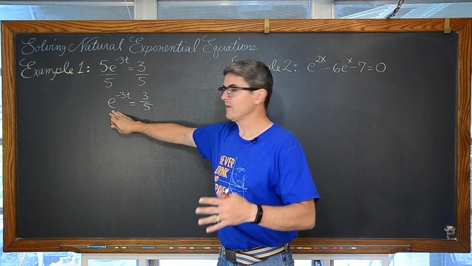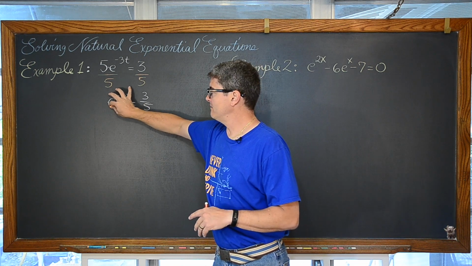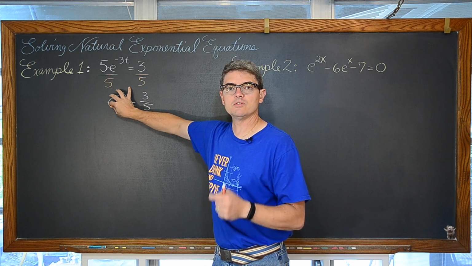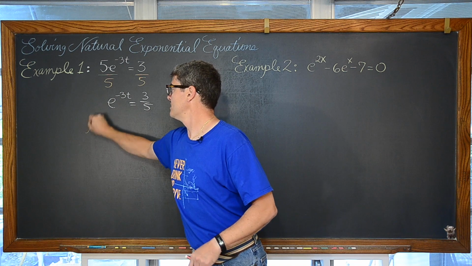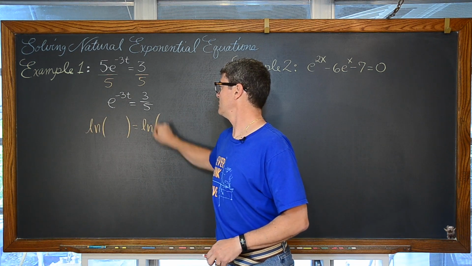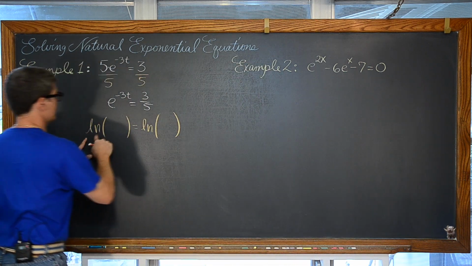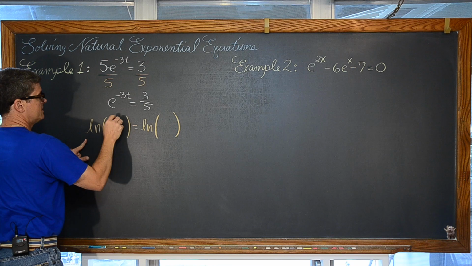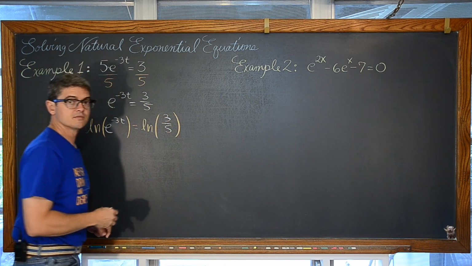Now I'm pausing. If possible, you've got to get that mathematical function that you're trying to undo with the inverse math operation alone. So now that we have that, we're going to take the natural log of both sides of our equation. So we have the natural log of e to the negative 3t power and the natural log of 3/5.